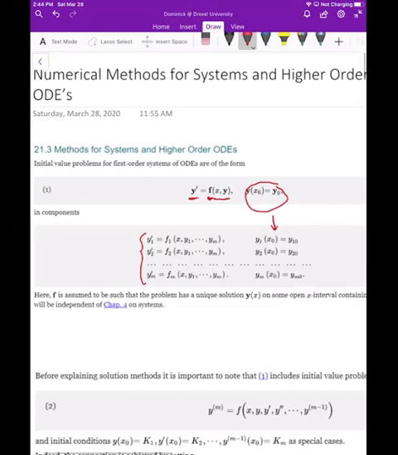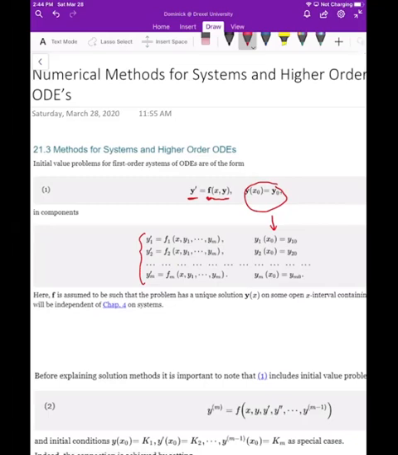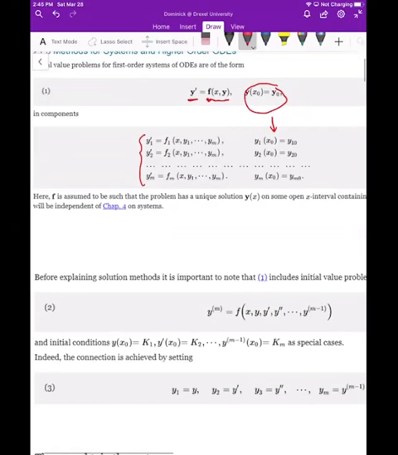Now here we're going to assume that f allows the system to have a unique solution. So the solution exists, and that solution is also unique. We're basically assuming that all of our f functions are as continuous or smooth as they need to be.